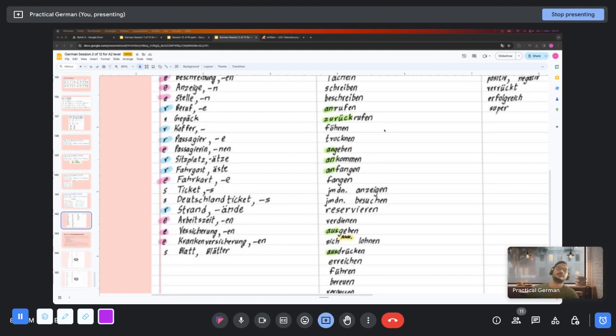Anfangen. Fangen is to start. To start. Again, be careful. These are separable. So you say ich gebe an, ich komme an, ich fange an. Fangen is also to start. Both are fine. When to use which one comes with practice. Both mean the same. Continue.